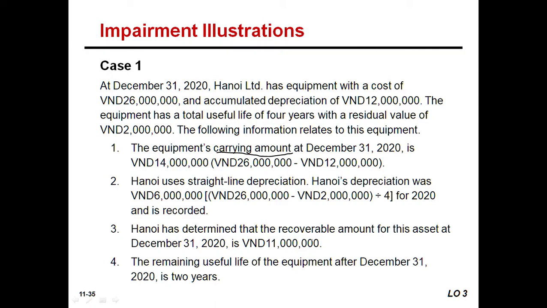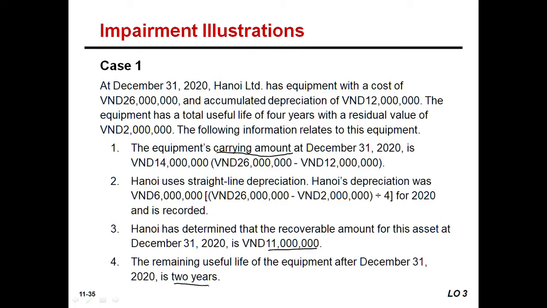Hanoi's depreciation was 6 million VND for 2020, and this is how it was calculated: cost minus residual value divided by the useful life. So in 2020, this was already recorded. Hanoi has determined that the recoverable amount, so now we come to the second part, the recoverable amount is 11,000. The remaining useful life is 2 years.